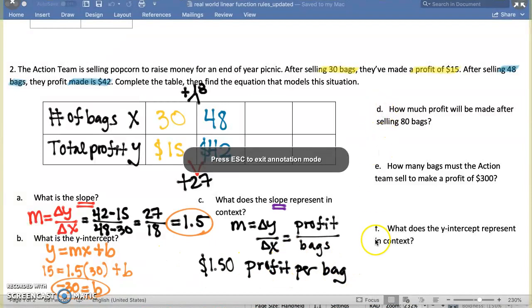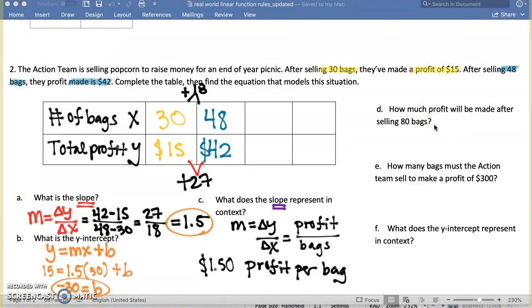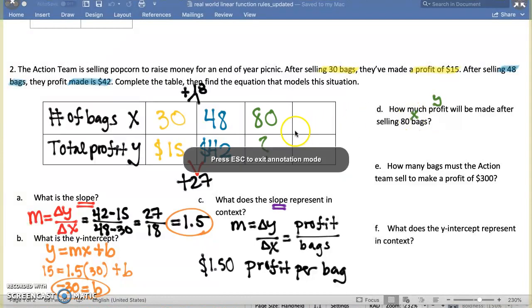And now we look at D, E, and F. D and E, remember, we're going to use that to help us fill out our table. D is asking us for how much profit, so this would be the Y value, will be made after selling 80 bags. Well, this is my X value. So this is like if I have 80 in my table, question mark, how much profit is there?